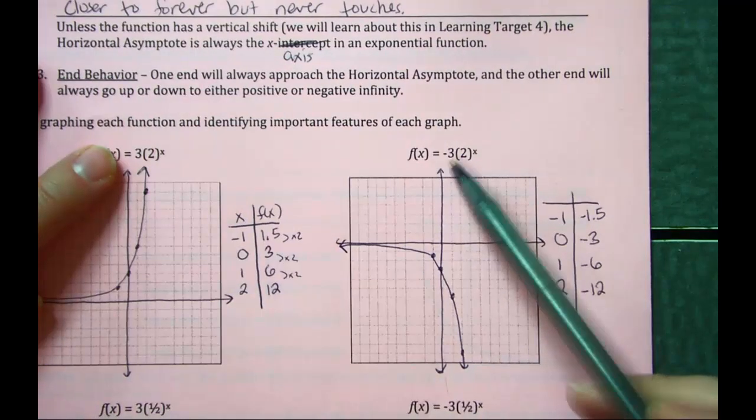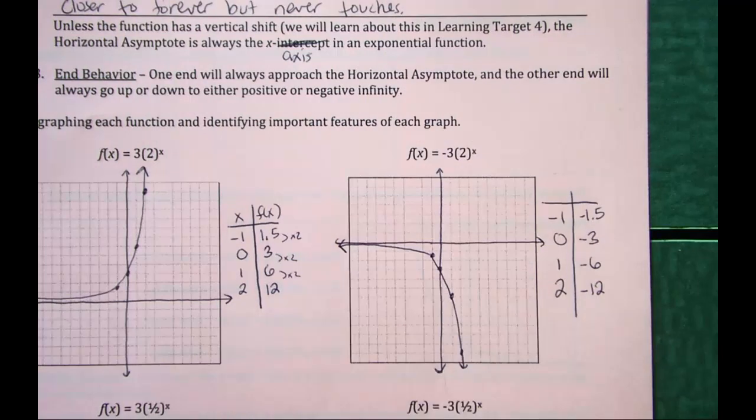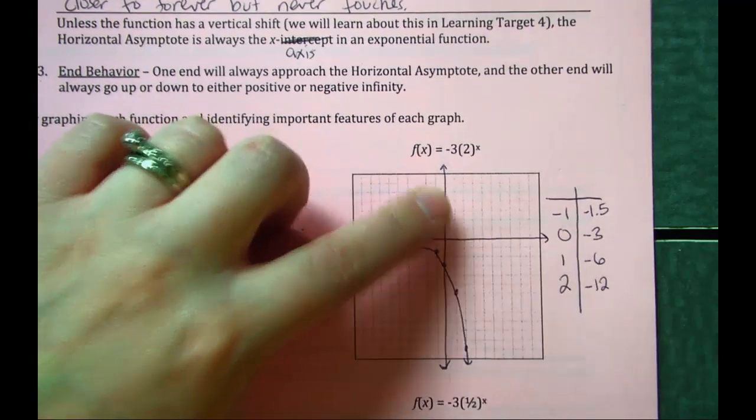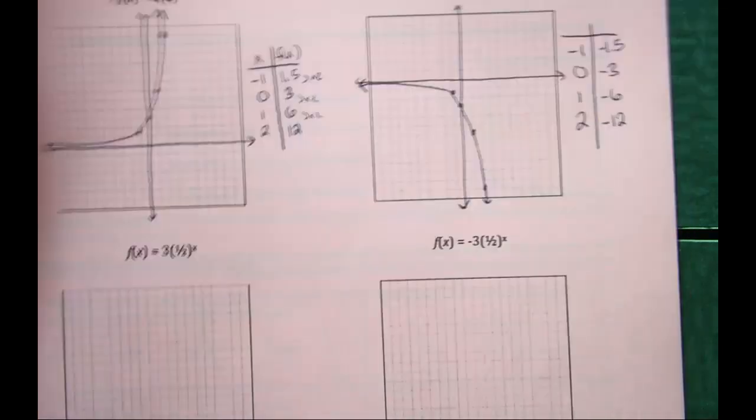So what we can see is that when a is negative, it basically just takes your function and flips it over the x-axis. It just makes everything that used to be a positive a negative value. Now let's look down here at this 1/2.